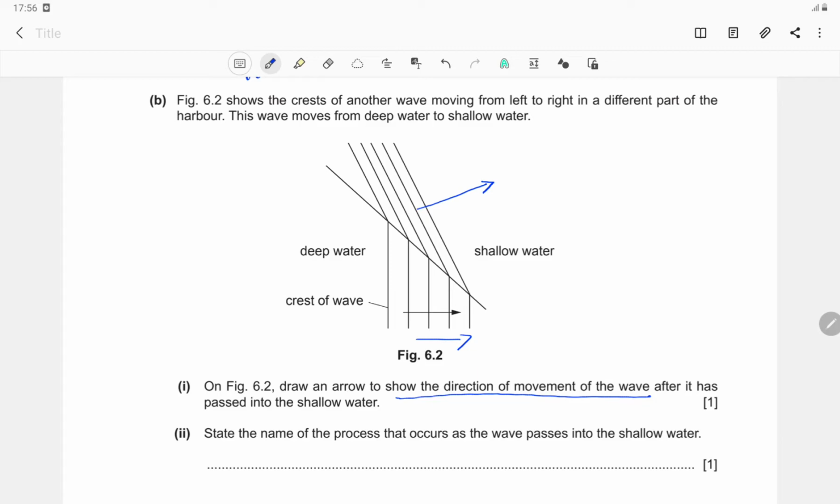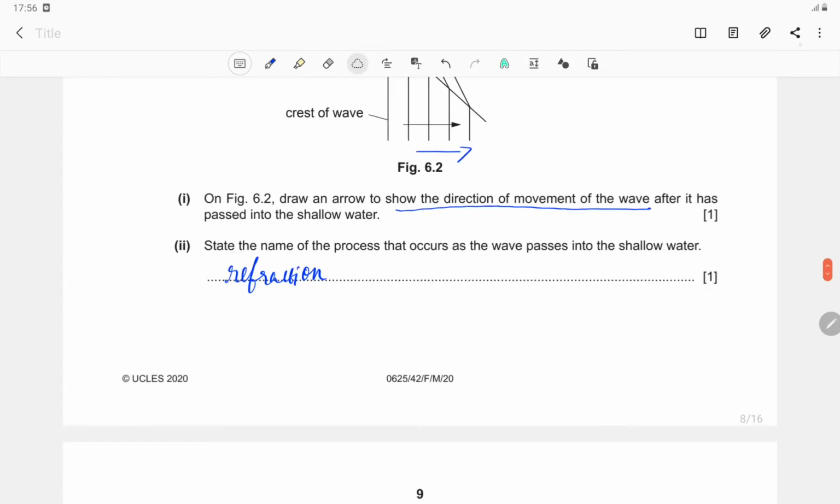Second part, state the name of the process that occurs as the wave passes into shallow water. As for the bending of the wave, you can see it's traveling from one type of medium to another type. Even though it's water waves, one is deep water and another one is shallow. So this process of bending the wave is called refraction. So here you need to write down refraction in order to score 1 mark.